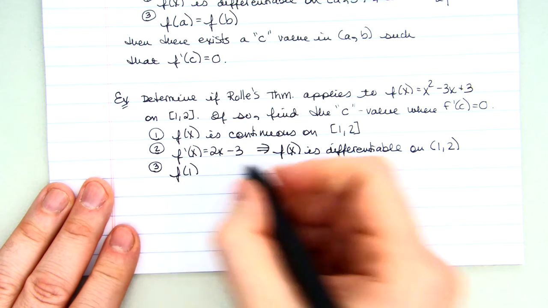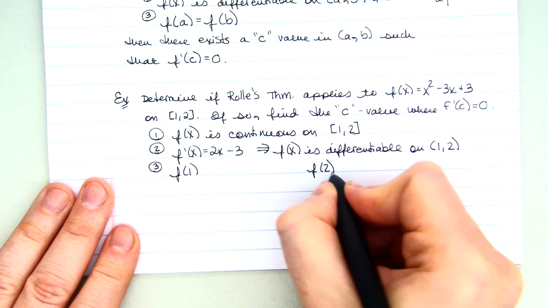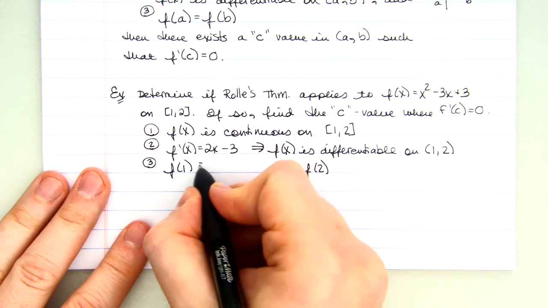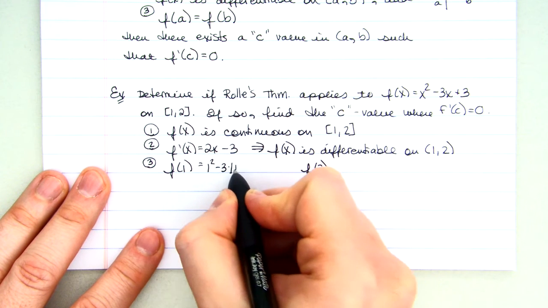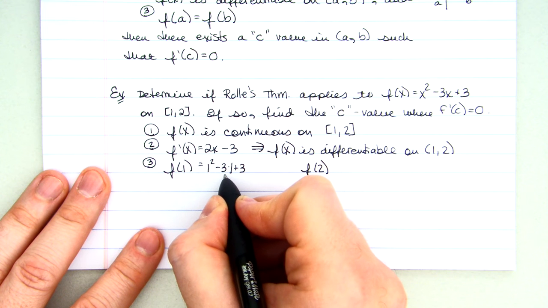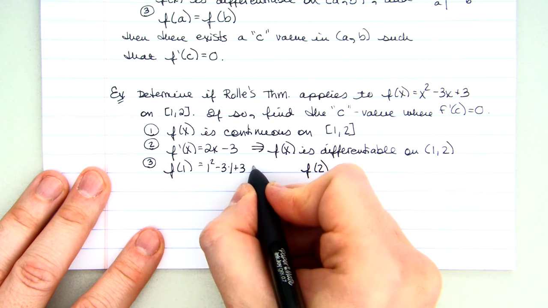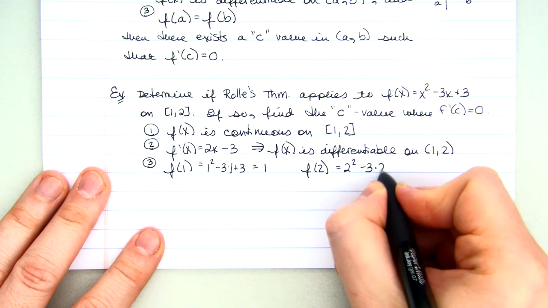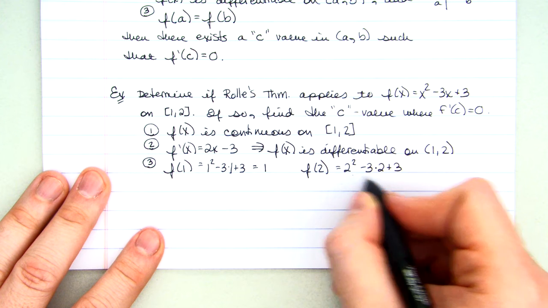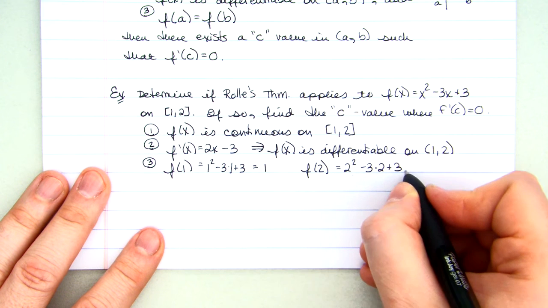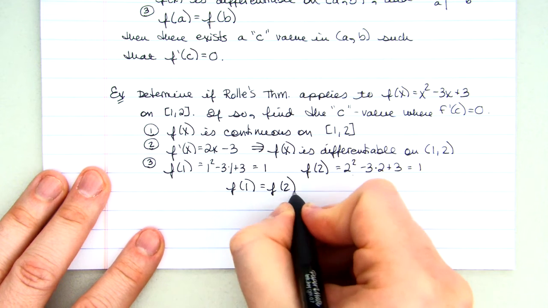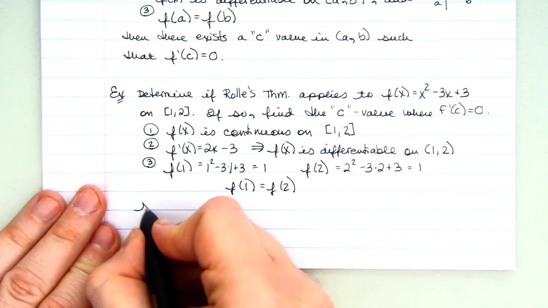Find f of 1. Find f of 2. And tell me if they're equal. f of 1 is going to equal 1 squared minus 3 times 1 plus 3. 1 minus 3 is negative 2, plus 3 is 1. F of 2, 2 squared minus 3 times 2 plus 3. 4 minus 6 is negative 2 plus 3 is 1. Yep. F of 1 equals f of 2. So Rolle's theorem applies.